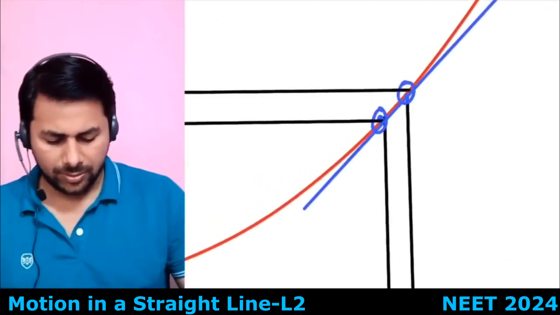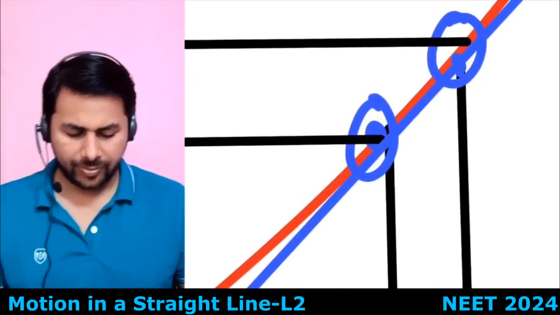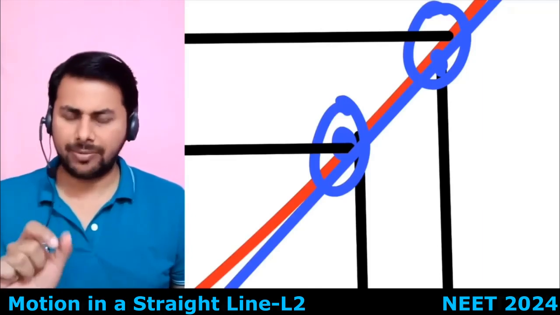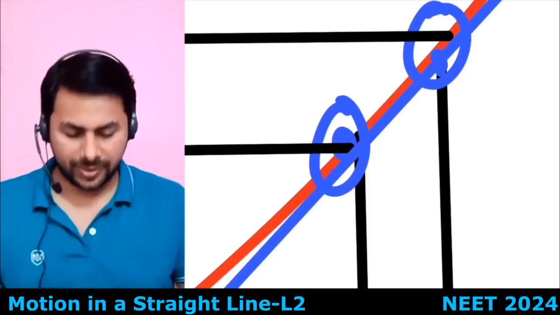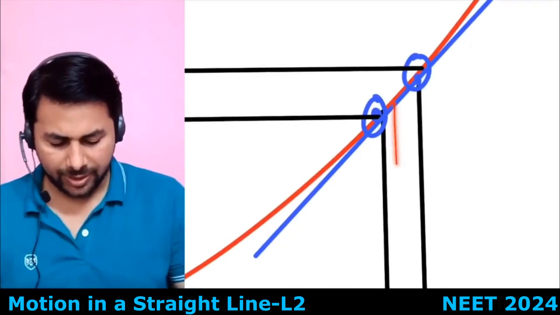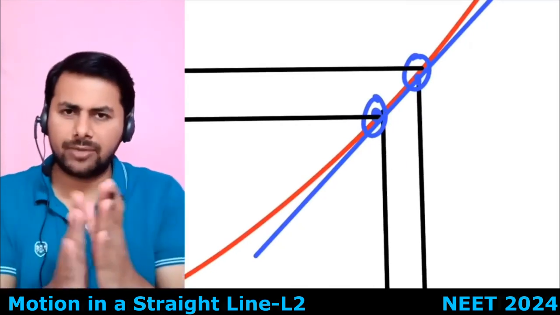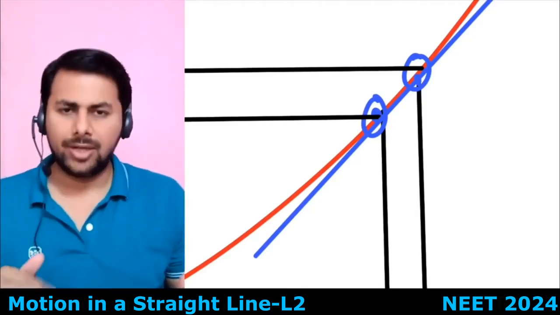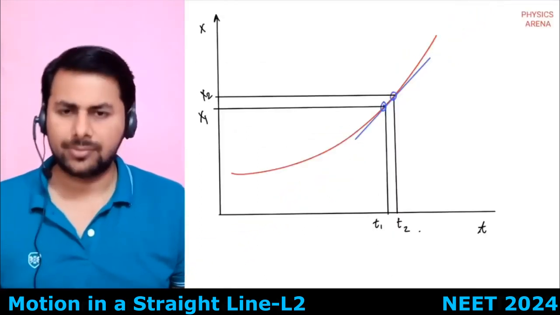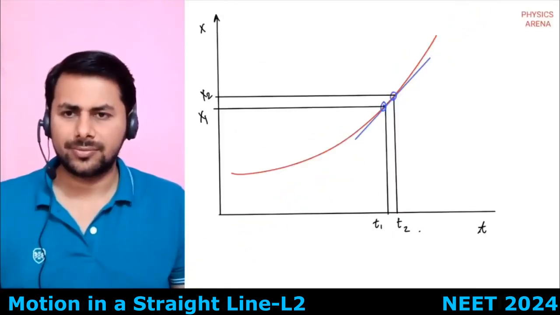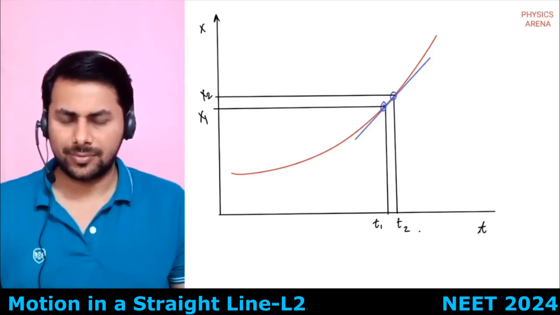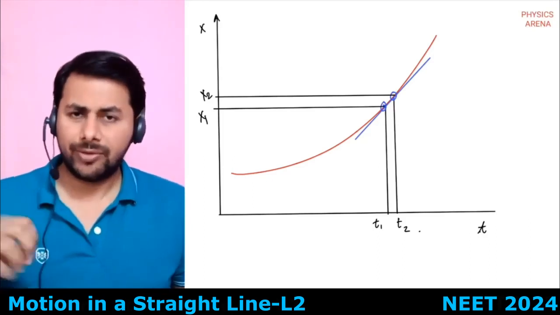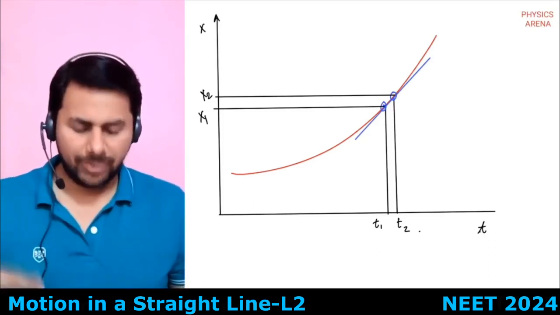Okay, so now if you zoom this, still there will be some difference between the graph and this line. There might be some distance. But now if you take T1 and T2 very close, then the line that you get, whose slope gives you velocity, will be tangential to the graph. This is clear? Yes, sir.